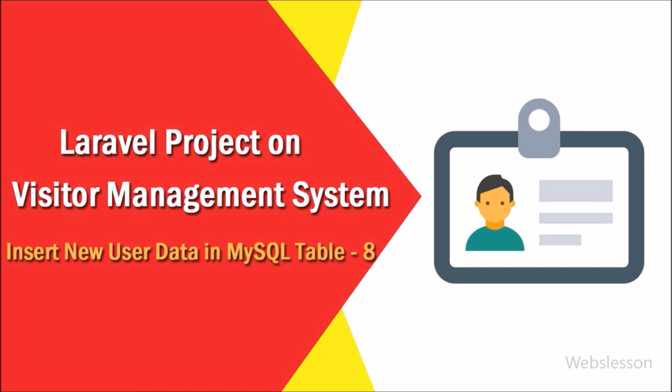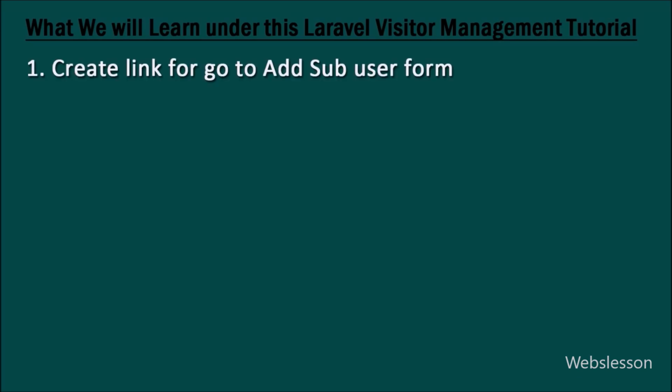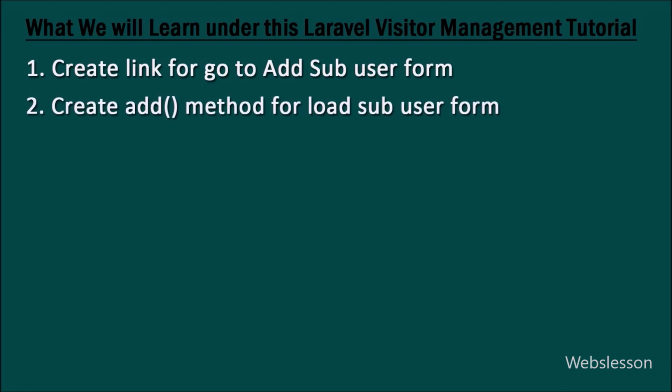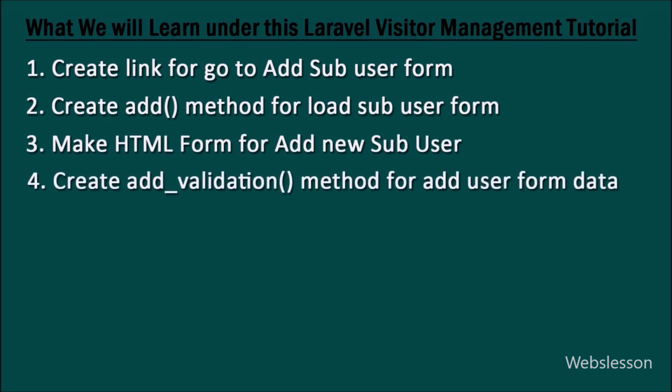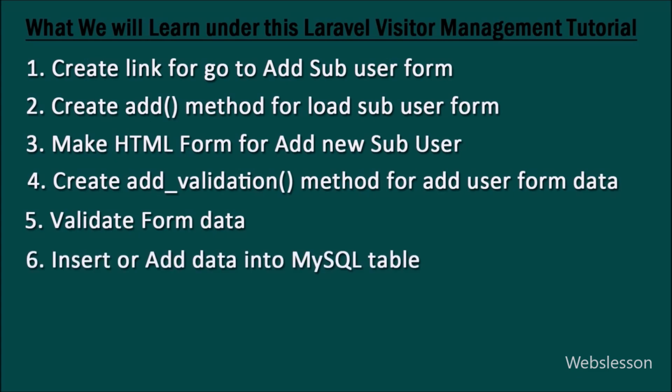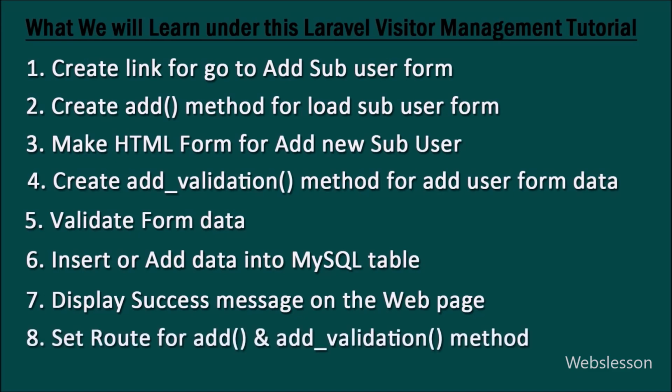Now for insert data, first we will create a link to go to the add new user page, then we will create a method to load the add sub-user form in the browser. After this, we will create an HTML form for adding a new user under the blade file. Next we will create another method to handle the add sub-user form data. And after inserting the data, we will display a success message on the web page. Next we will set the route for the newly created method, and lastly, we will run the Laravel server and check the output in the browser.